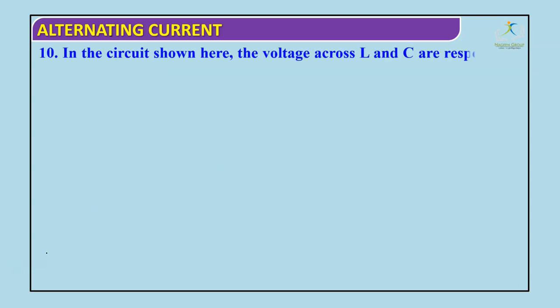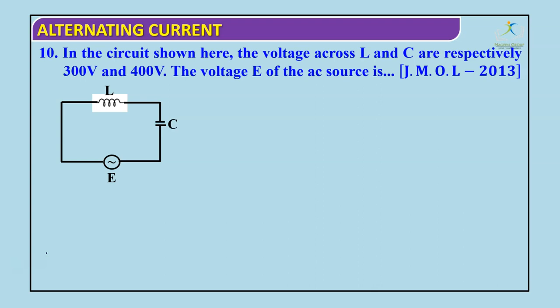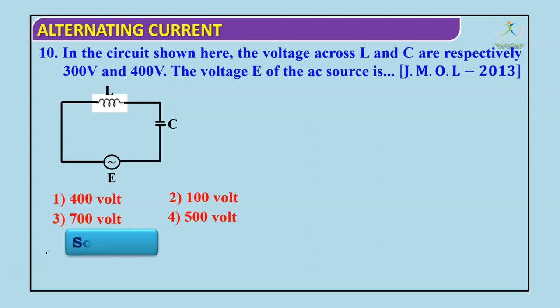Next question we have. In the circuit shown here, the voltages across L and C are respectively 300 and 400. The voltage E of the AC source is: 400 volt, 100 volt, 700 volt, or 500. The correct answer for this question is given with the solution part.